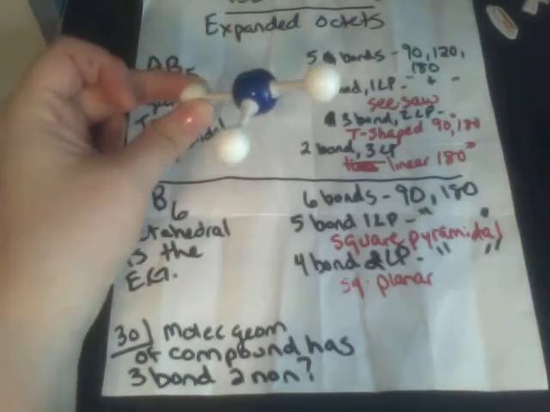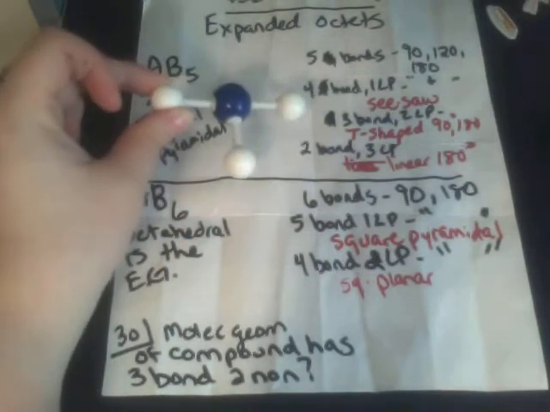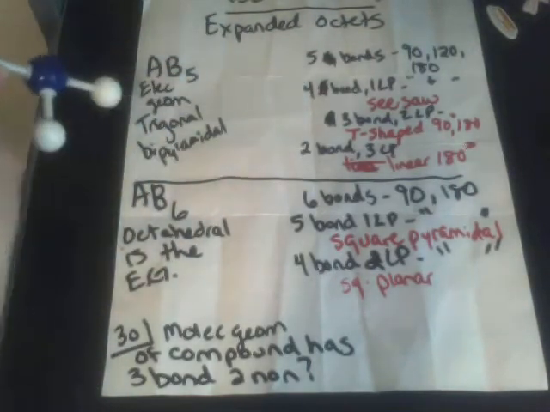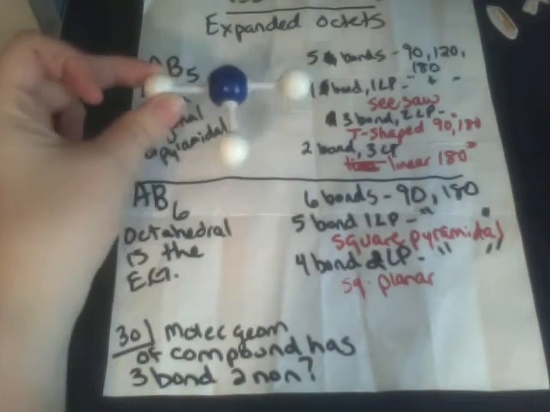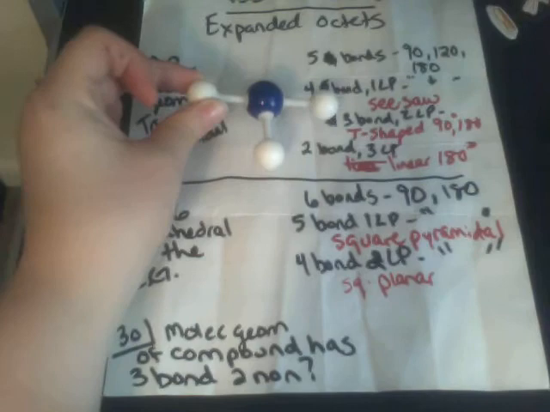And again, just to refresh you, what's my electron pair geometry? Still trigonal bipyramidal. But what's my molecular geometry? That's going to be T-shaped.